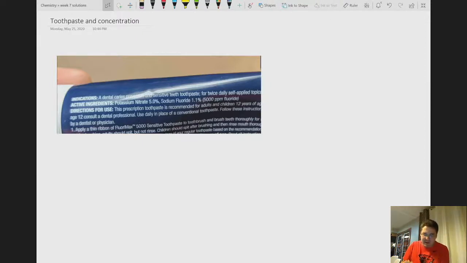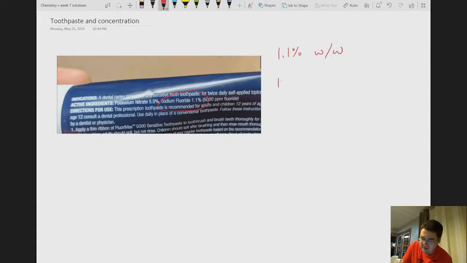I went to the back of the tube to look and see, and they didn't tell me what kind of a percent that was. They still just say 1.1. So I went to the safety sheet online and I found out that it's 1.1% weight percent, and this little W per W means weight per weight.